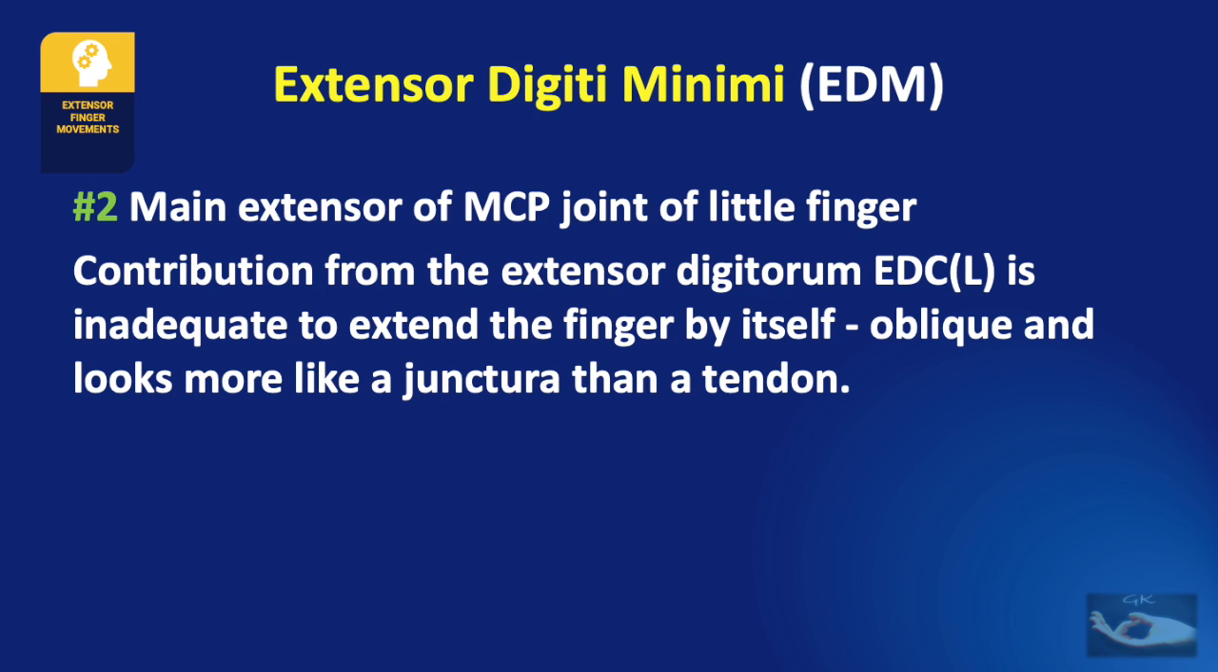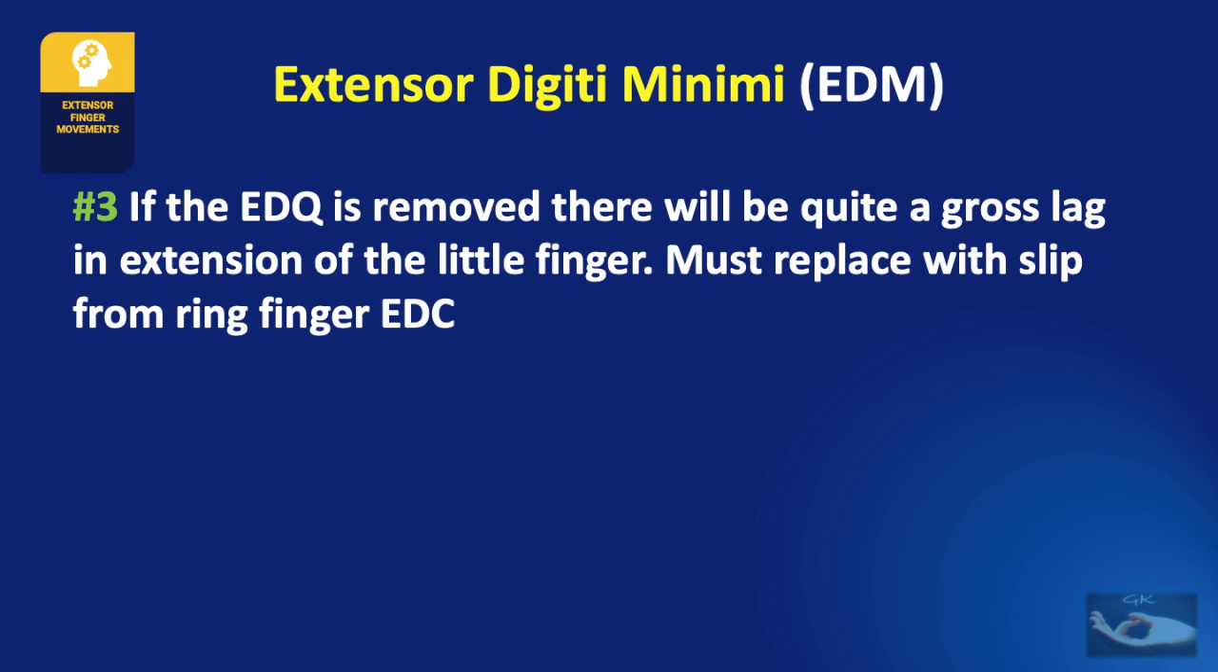is the main extensor of the metacarpophalangeal joint of the little finger, because the contribution from the extensor digitorum communis to the little finger is very inadequate and cannot extend the little finger by itself sometimes, and it is obliquely oriented, looking more like a junctura than a tendon. So in any situation, if the extensor digiti minimi is used as a tendon transfer, then there will be quite a gross lag in extension of the little finger. So we need to replace this with a slip from the ring finger EDC.